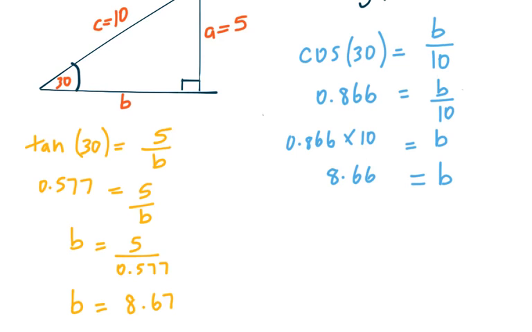Now we can see both answers are approximately the same. The difference in the decimal place is because we didn't use the exact figures of tan 30 or cos 30. We used an approximation. Because we used an approximation to 3 decimal places, that accounts for the difference of 0.01. So we see using cos or tan, we still get the same answer for the side B, which is around 8.67.